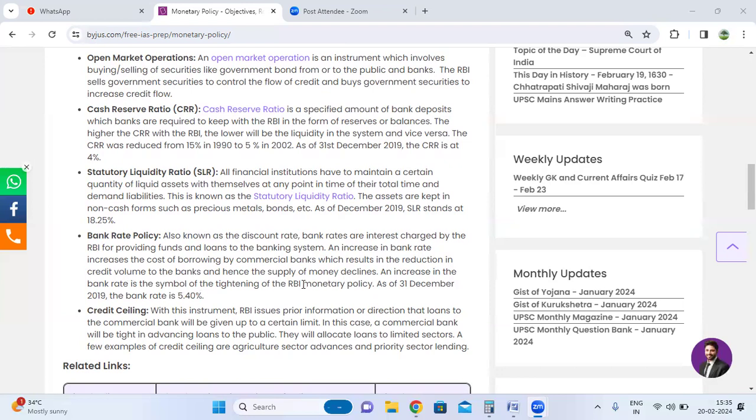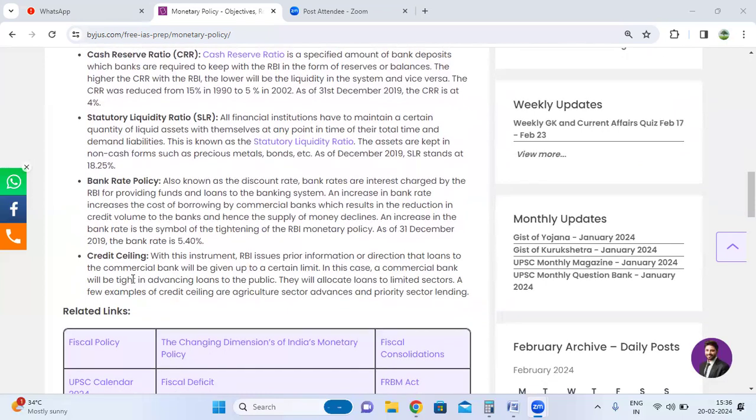When the bank rate is increased, the borrowing cost also increases for commercial banks, and the volume of credit is reduced. So the supply of money declines. An increase in the bank rate signals the tightening of RBI monetary policy. On 31st December 2019, the bank rate was maintained at 5.40%.